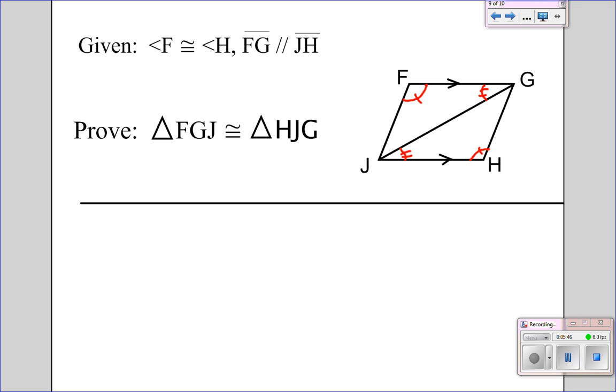Now, what you need to be careful of is realize that this angle right in here, we don't know necessarily that that's congruent to this from the parallel lines, because we have these extra lines that cut through. You have to make sure that you compare the actual corresponding angles. And finally, you know that JG is congruent to itself. So it looks like we'll be able to use AAS here, because the side is not between the two angles.